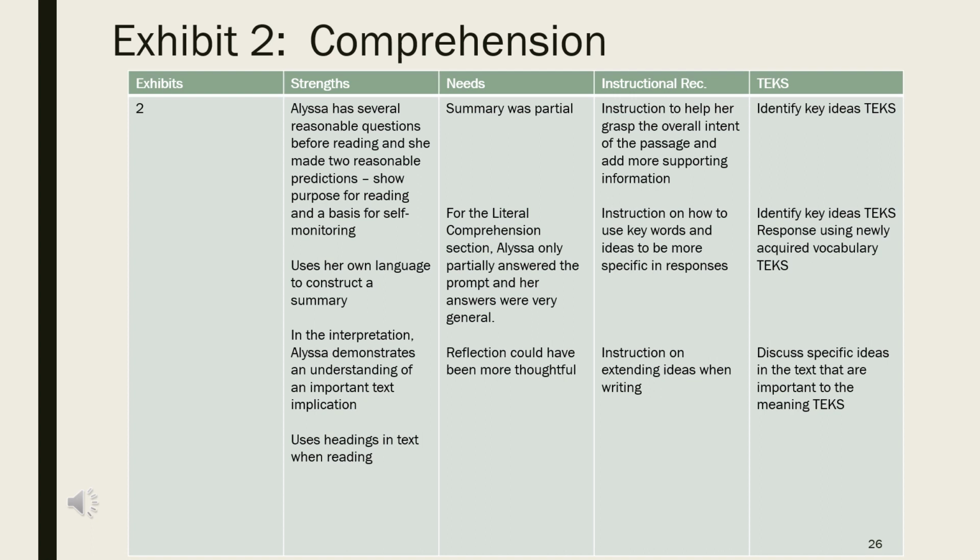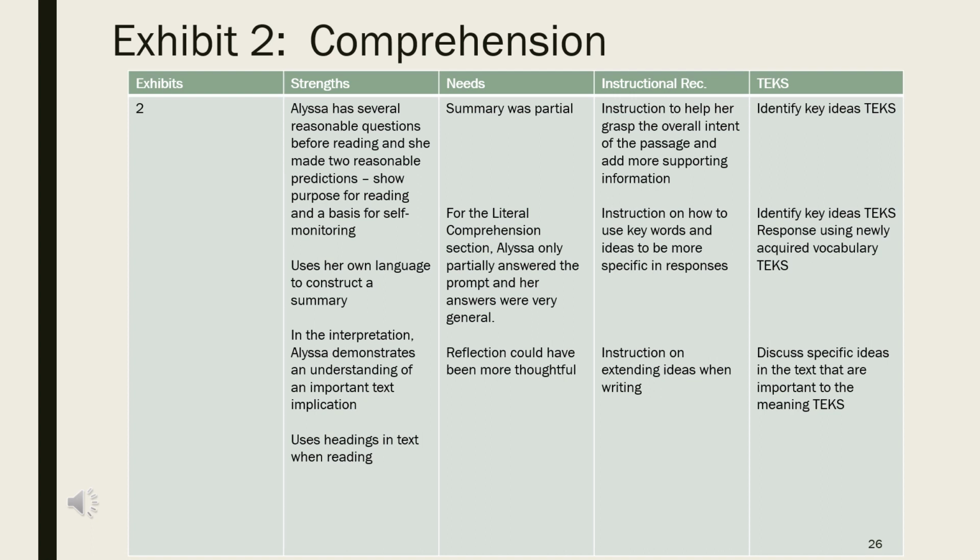So for the comprehension assessment, I listed under strengths. And so when I listed them, I tried to put things together that I could put together. I didn't list every tiny detail, but kind of the overarching strengths and needs. So for strengths, Alyssa has several reasonable questions before reading.